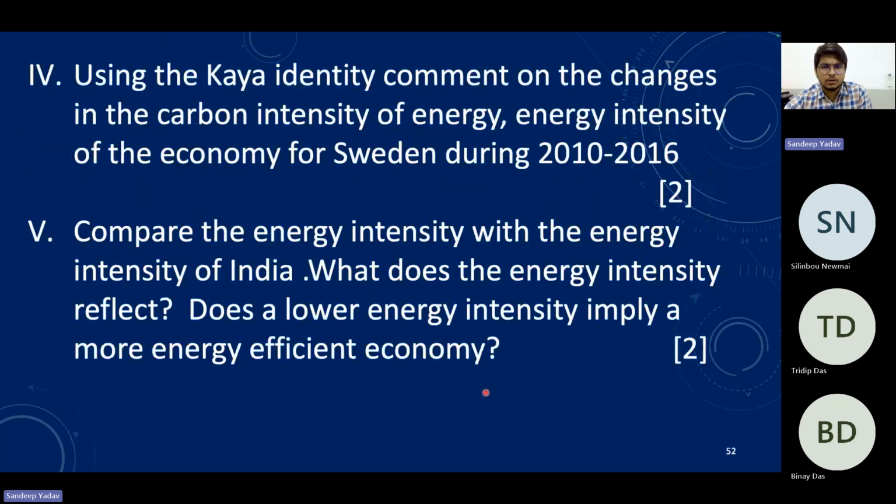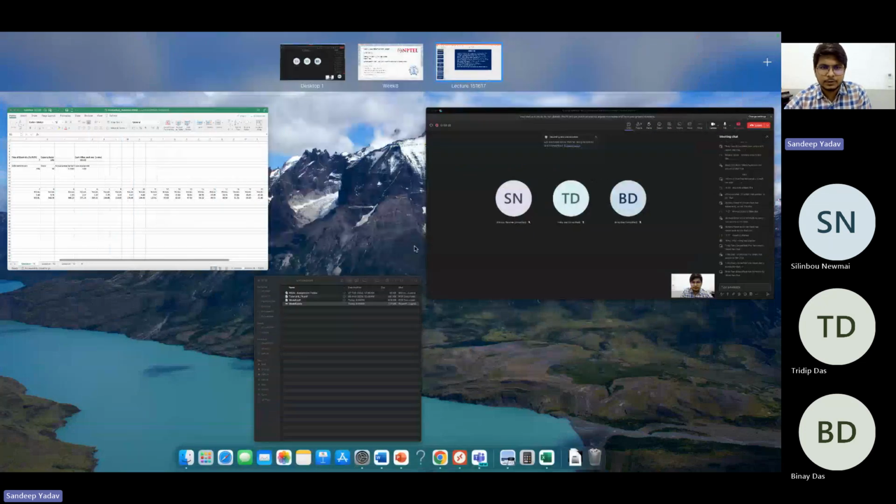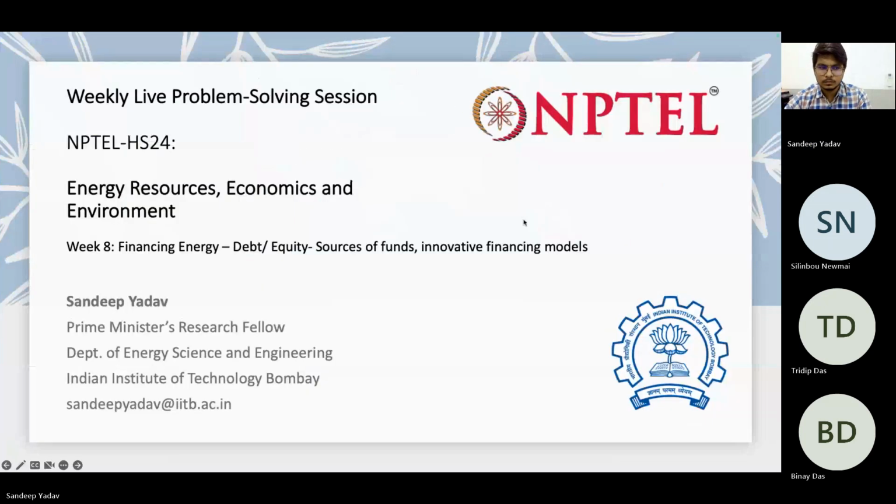Some tutorial problems have been solved. I'll solve some more problems for you so that you will get more clarity and insights for the projects or this course. Still, if you have any doubt, ask and get it cleared. Otherwise, I'll move ahead with the problem solving session. If you have any doubt, you can ask.